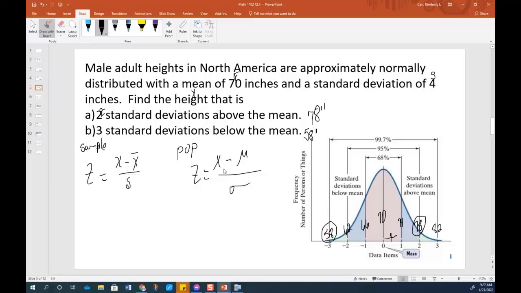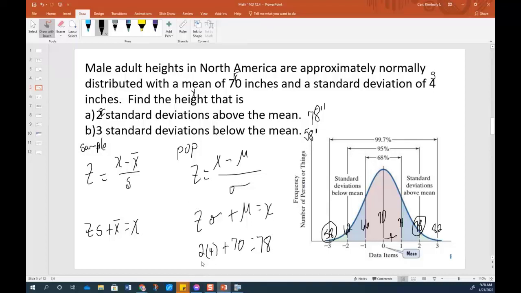Okay, well, if you wanted the x, a little bit of algebra manipulation means I need to get x by itself. So I'm going to take z and multiply it by sigma, and z times sigma would equal x minus the mean. But if I add the mean, I can get my x value. Same thing over here if you had a sample. If you can make a note of or look at these formulas, then you can say, okay, so if I needed to go 2 standard deviations above the mean, and my mean was 70, 2 times 4 is 8, plus 70 is 78.